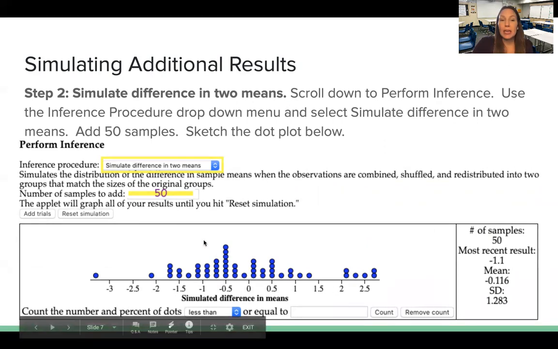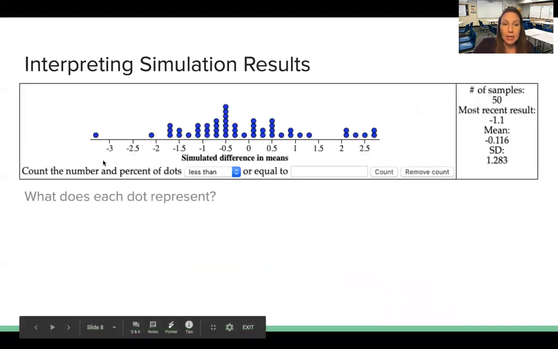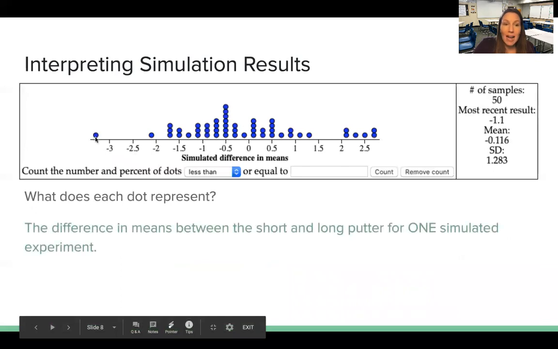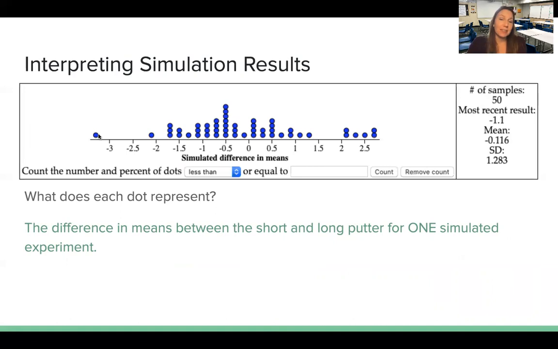Statlet is going to produce results that represent a difference in two means for our experiment. So we produced 50 additional results, and every dot on here represents one experiment that we summarize with the difference in means. We can see that a lot of our differences were below that 2.9 value that we produced in our experiment.